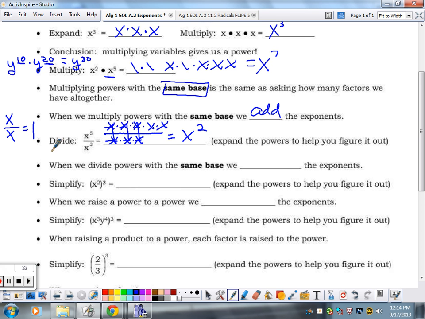So how do we get there? I had x to the 5th over x to the 3rd. There were 3 factors of x in common. How many factors were left?